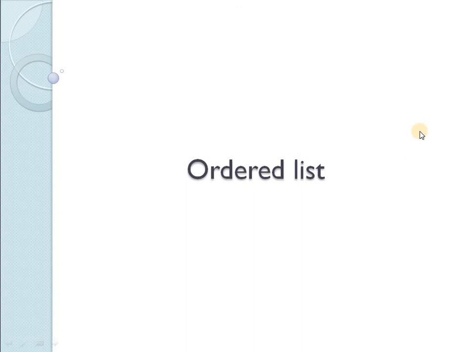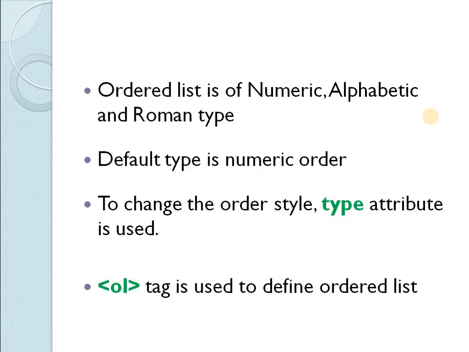Then listing, ordered listing. How to do ordering in HTML? An ordered list is numeric, alphabetic or Roman in type. The default type of ordering is numeric. To change the order style we have the type attribute, and there is another attribute also, that is start. With this attribute we may set the number from where to start. The OL tag is used for this.